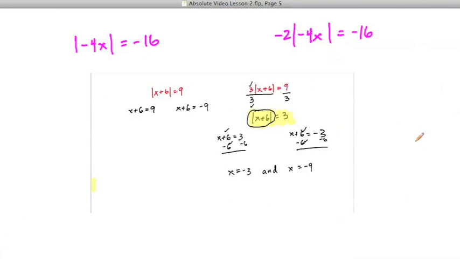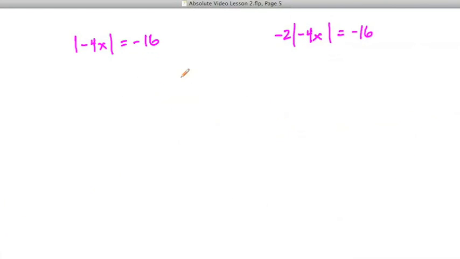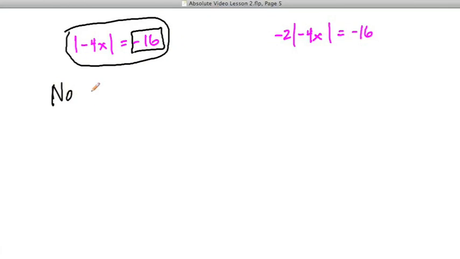And here's our last one, which is kind of tricky. You look at this one, and the first thing I hope you notice is that there's a negative over here. Once we notice that there's a negative, we say stop. No solution. But if there's some stuff over here, we may not be able to say no solution. Let me show you why. Negative 2 is being multiplied by the absolute value. So let's get rid of the stuff and see what happens.